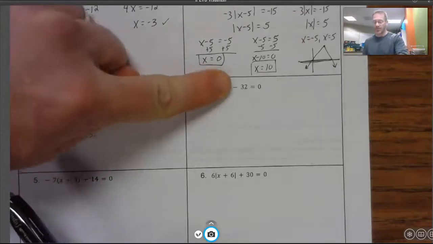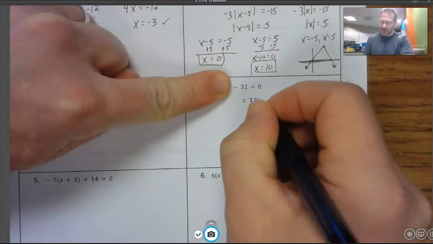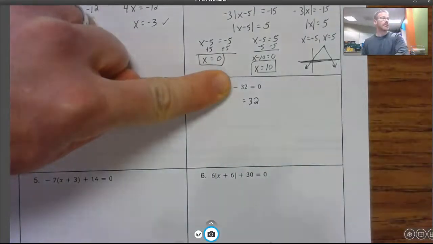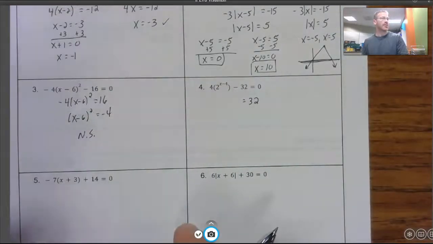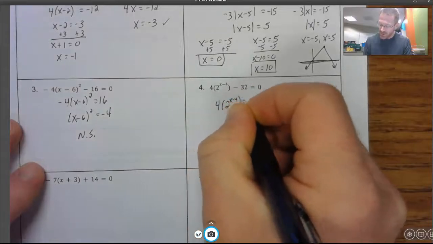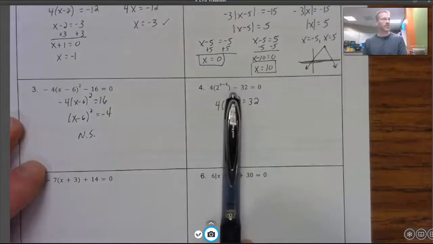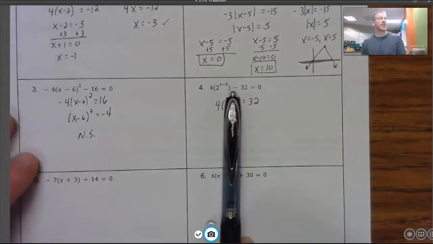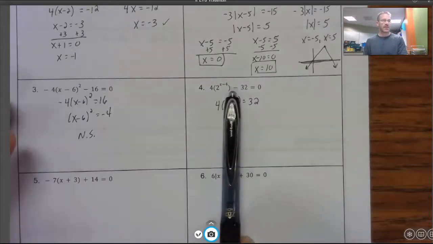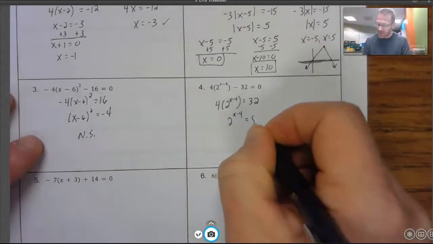Yes. All right, so what minus 32 is 0? 32. So whatever's behind my hand has to be 32. So 4 times 2 to the x minus 4 is equal to 32. Now, once again, it becomes a multiplication question, right? 4 times what is 32? 4 times 8 is 32. So whatever's behind my pen has to be 8. And that is 2 to the x minus 4 is equal to 8.